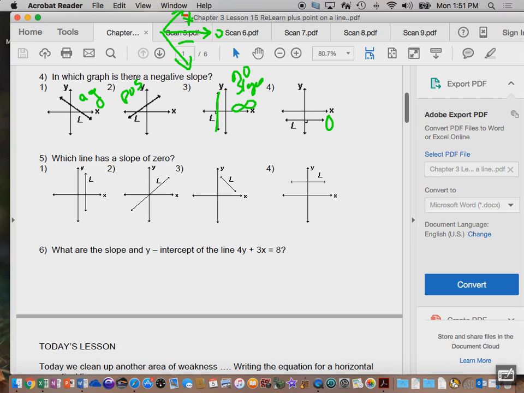Okay, number 5, which of those has a slope of 0? What choice would we have there, Diana? 4. Choice 4 is correct, that has a slope of 0.